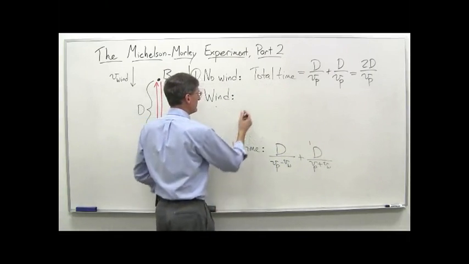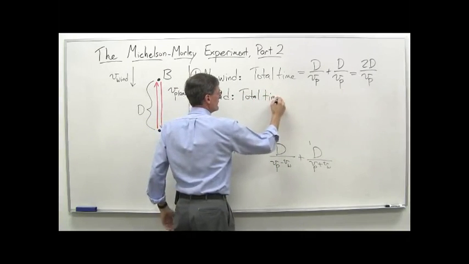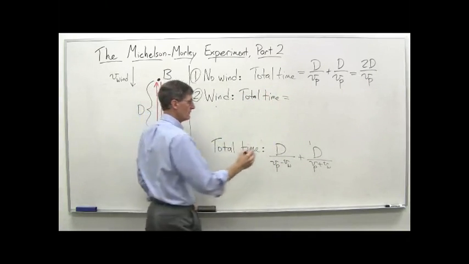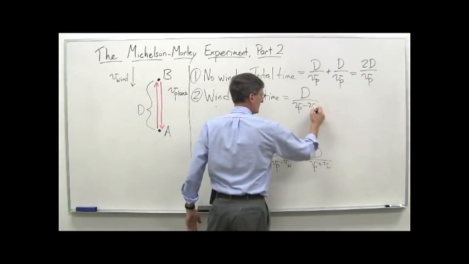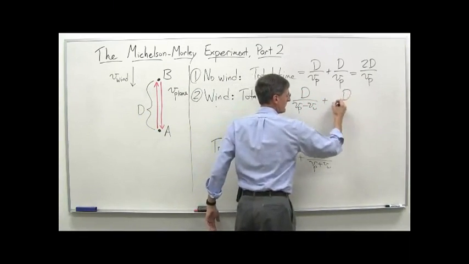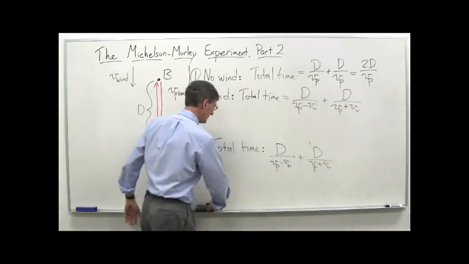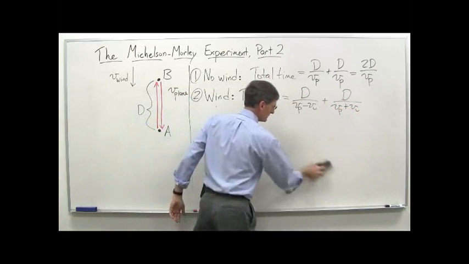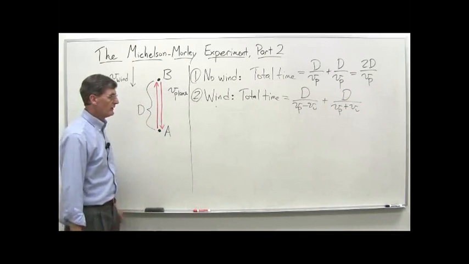Okay, so we're saying here the total time, just rewriting this thing here, is going to be d over vp minus vw plus d over vp plus vw. And at this point, we've done the analysis. Now we just have to crank through the algebra a little bit and see what the result is.